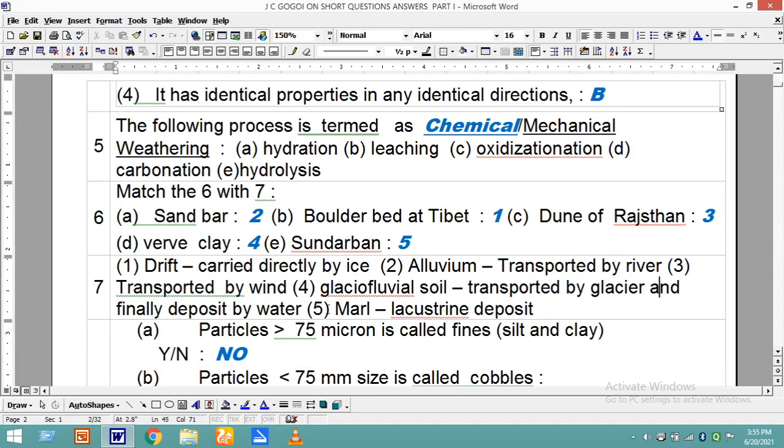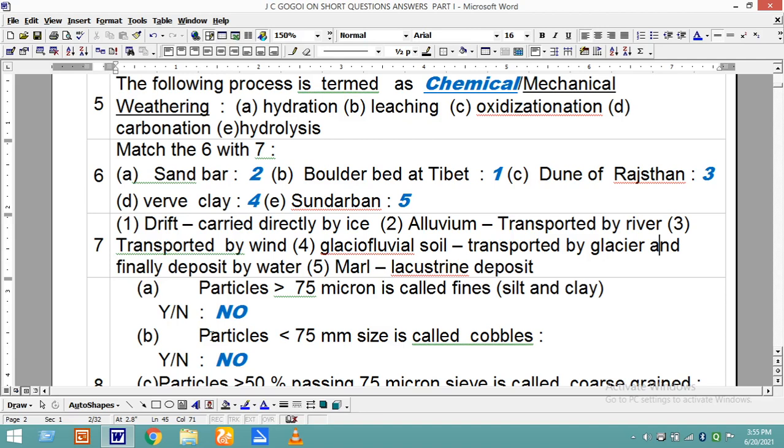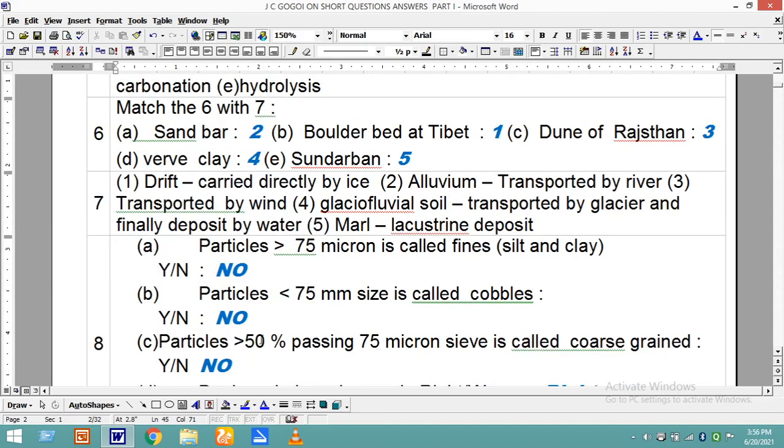Now next question, you see. A. Particles greater than 75 micron are called fines. True or false? No, they are not fines. When it is less than 75 microns, then it is fines. Particles less than 75 mm size are called cobbles. No. Particles with greater than 50% passing 75 micron sieve are called coarse grain sand. There are two options, yes or no. It is no.